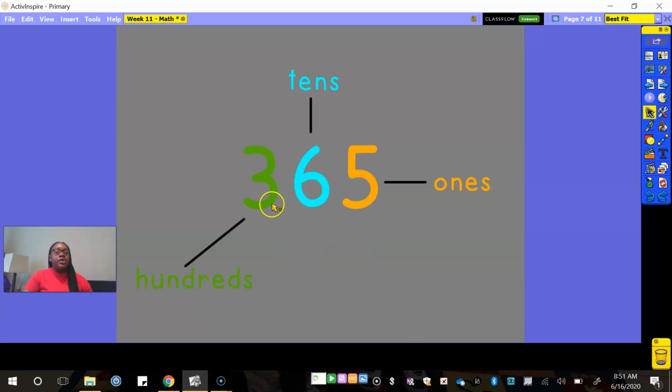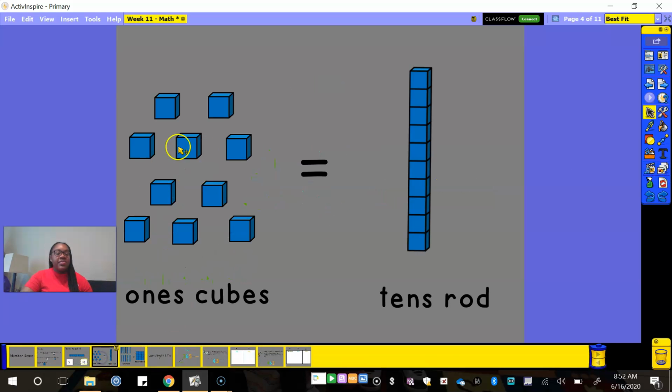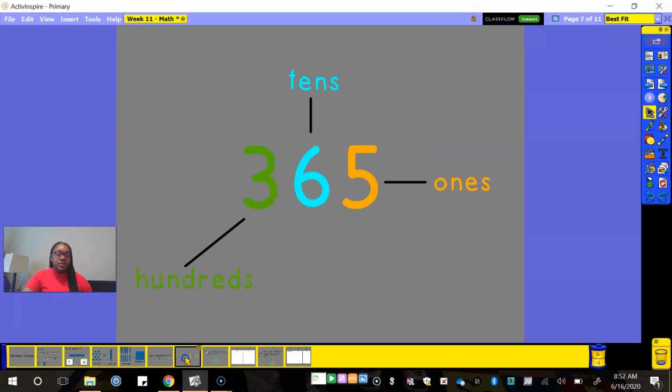So this is the number 365. We have 3, 6, and 5. And all of these digits are in a different place, and they are a different value. Okay? So this 5 is in the ones place. So if I wanted to represent this 5, I would need to use my ones cubes. And these are my ones cubes. I would need 5 of these to show my 5 in the ones place.